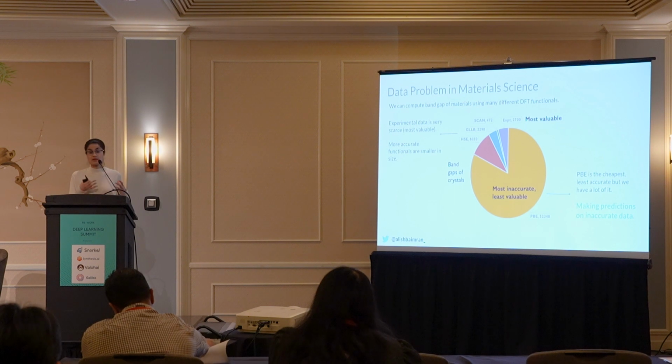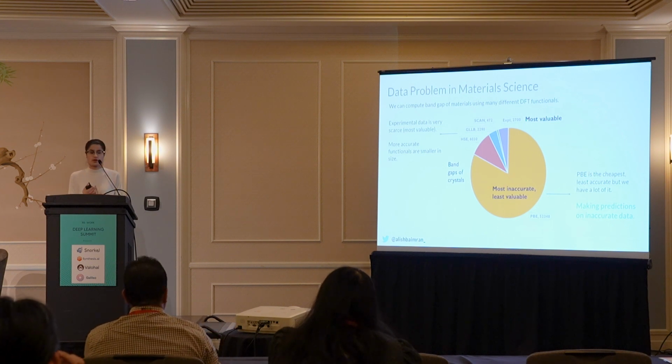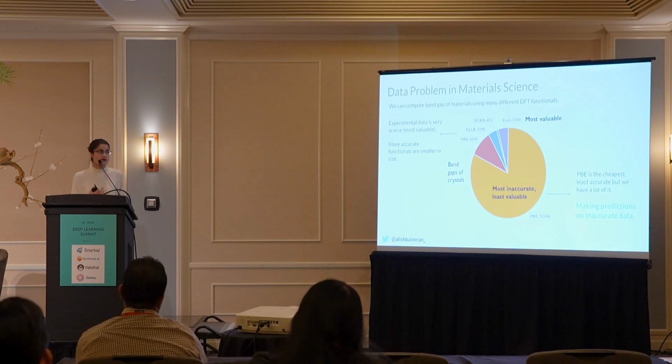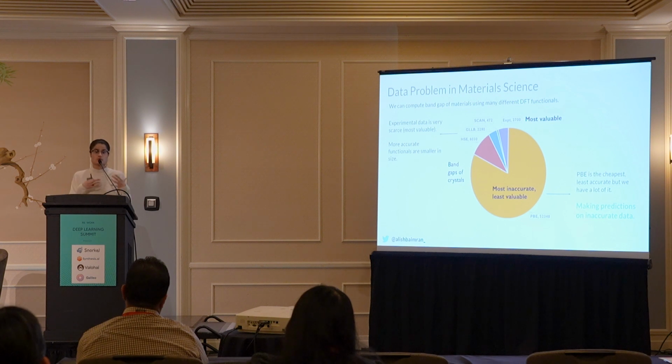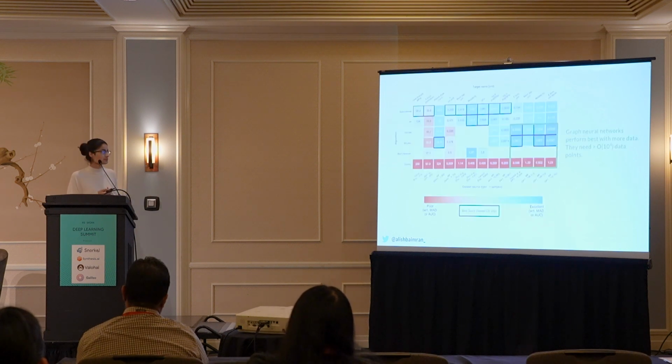And so in a sense, your predictions end up being very inaccurate because you're making predictions on inaccurate data. The question here is, how do we start to integrate more of those highly valuable functionals and data sources into our models rather than having to train individual models on each of these different functionals? Especially if you have limited amounts of data for some of these functionals, your prediction will not be as accurate compared to when you're using PBE, which you have a lot more of.